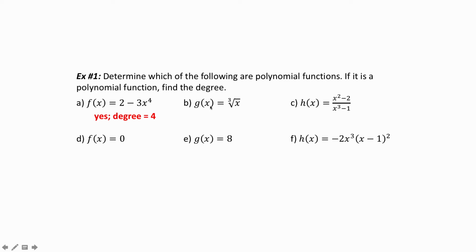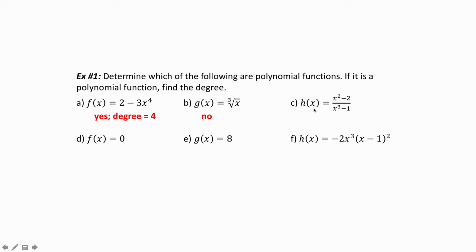B, g of x equals the cube root of x. Well, the cube root of x we can actually rewrite as a power function. So it's going to be g of x equals x to the 1/3 power. The cube root is the same as 1/3 power. So this is not going to be a polynomial function because although it is a non-negative exponent, its exponent is a fraction, so it is not an integer. So not a polynomial function.